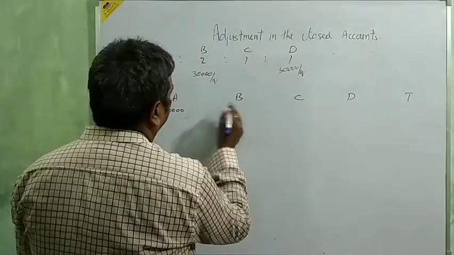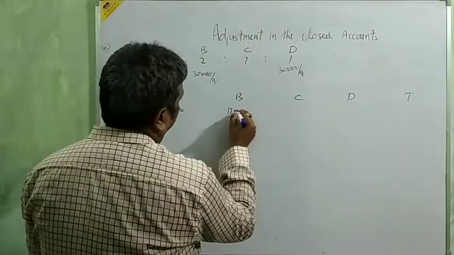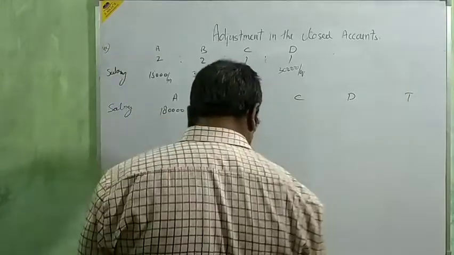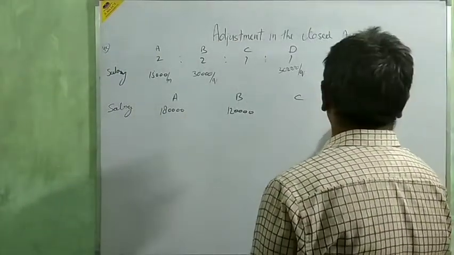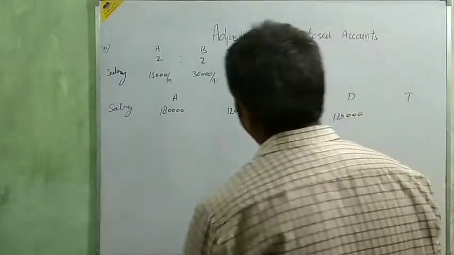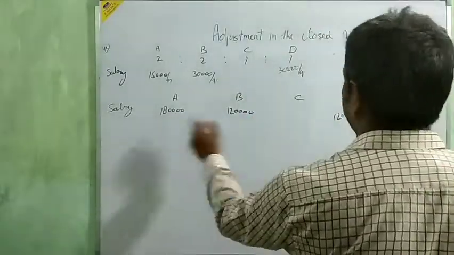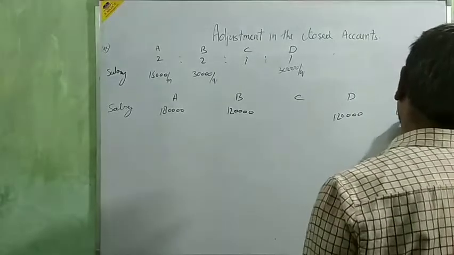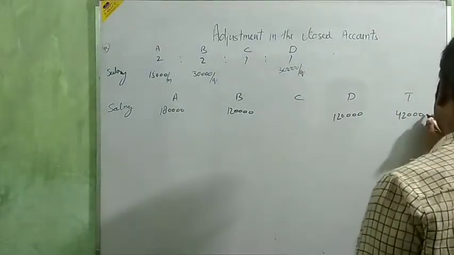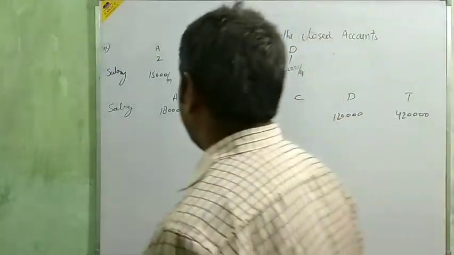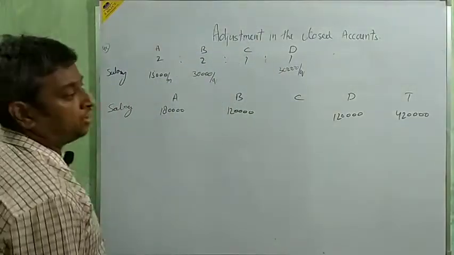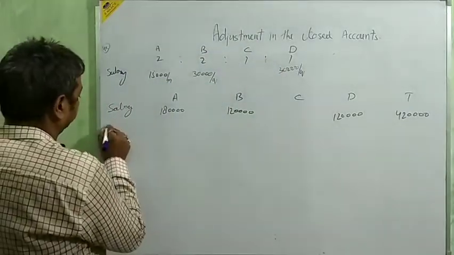30,000 into 4, what amount is coming? 1 lakh 20,000. Here nothing. Then again 1 lakh 20,000. Then total: 1 lakh, 1 lakh, 2 lakh, 3 lakh, 4 lakh, 4 lakh 20,000. Okay. Now going to distribute this amount in the profit sharing ratio.